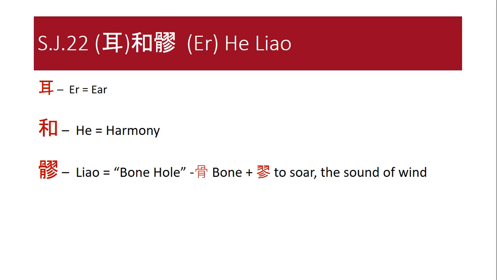Sanjiao 22, Liao, harmony, is sometimes called Liao to distinguish it from large intestine 19. But large intestine 19's He means grain, and the He in Sanjiao 22 means harmony. But they sound the same. This is another point that is related to the autonomic nervous system, although not very commonly used.